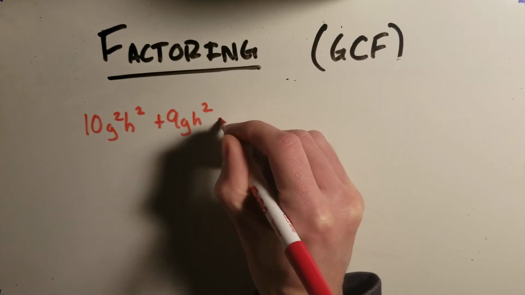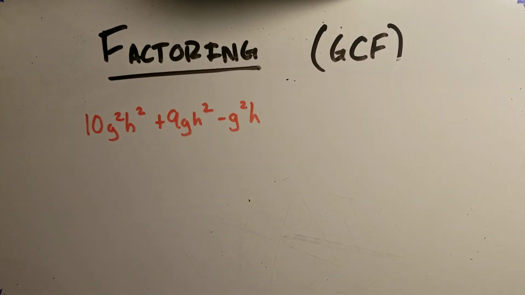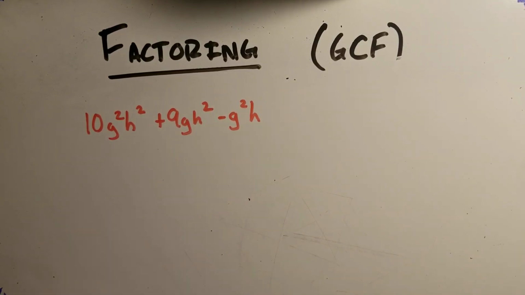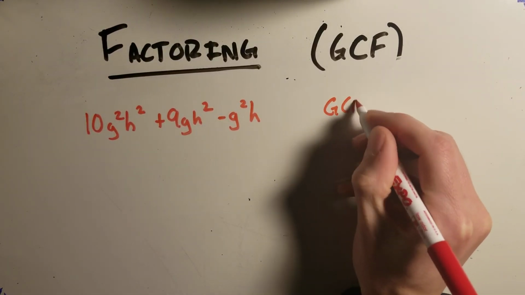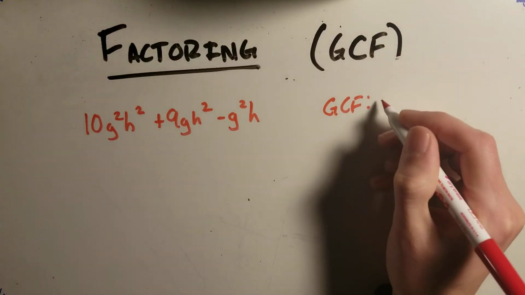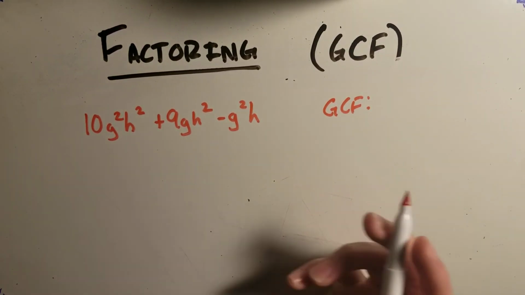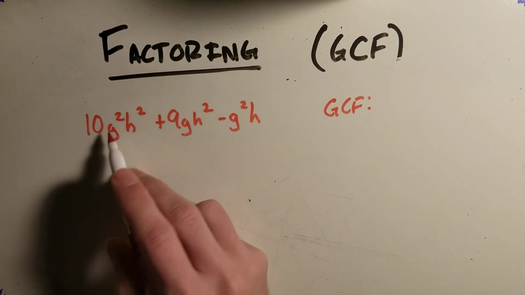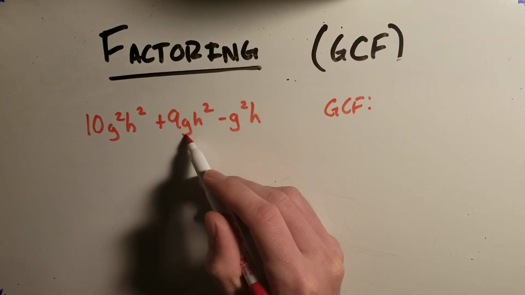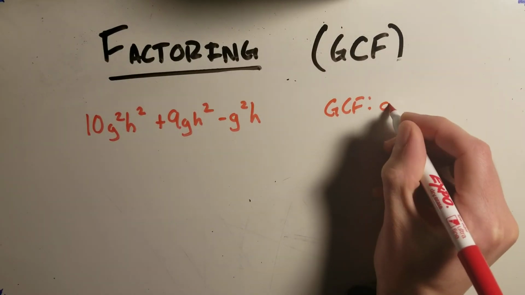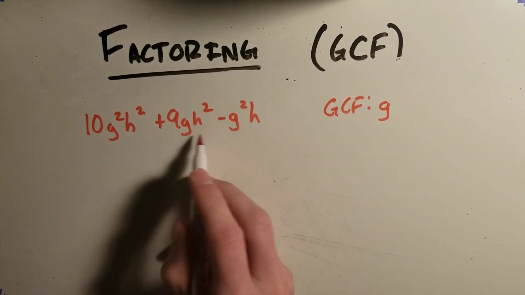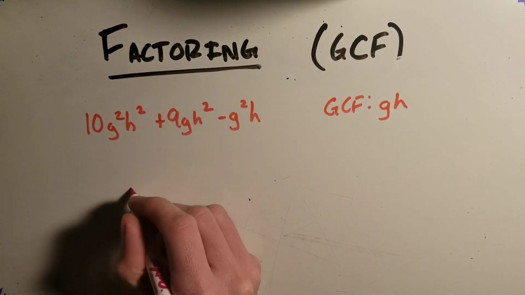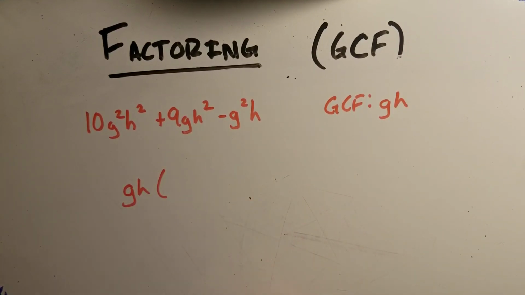9gh squared minus g squared h. So for the first one, over to the left, the coefficients, there's nothing in common. So in your GCF, your coefficient is really 1, but there's no coefficient in common there. No factors in common. But if we look at the g's, we have a g squared, we have a g, we have a g squared. Everyone has at least 1 g. And if you look, everyone has at least one h, so we can factor that out. So we'd be factoring out g times h.